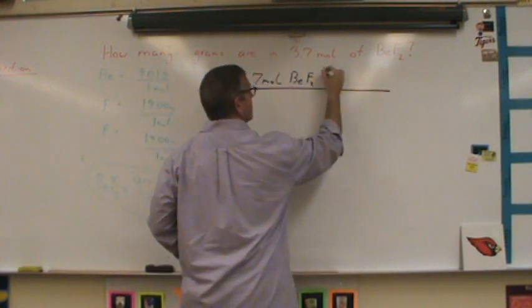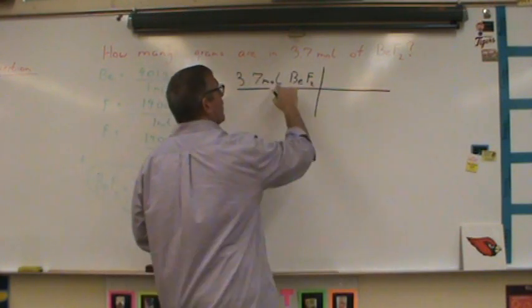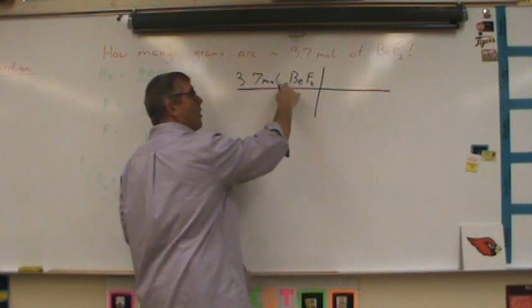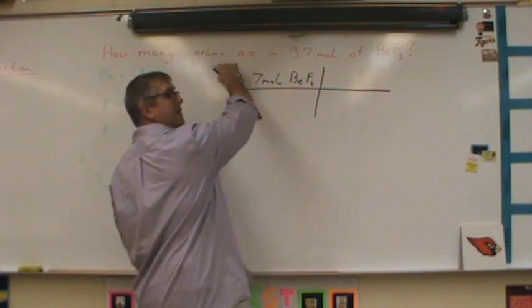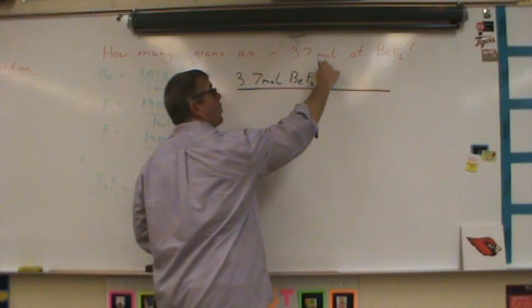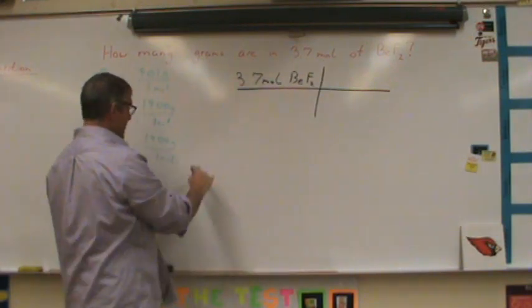and we're going to make a table, all right? Now, the trick is to get rid of moles and get grams. So again, we're taking moles and turning it into grams. We need this conversion.